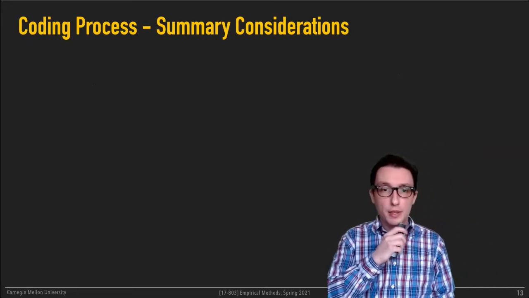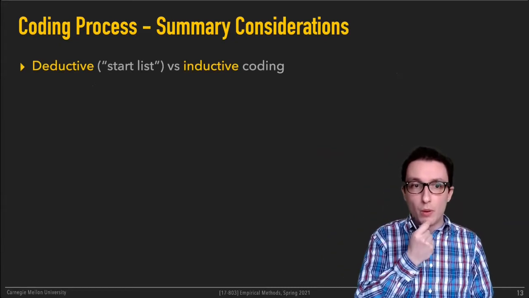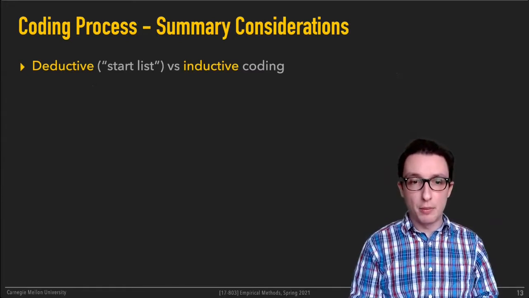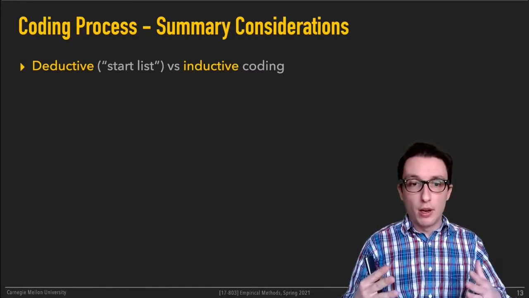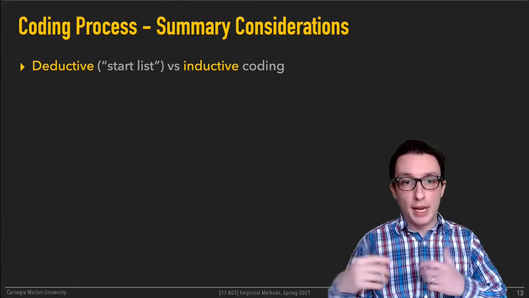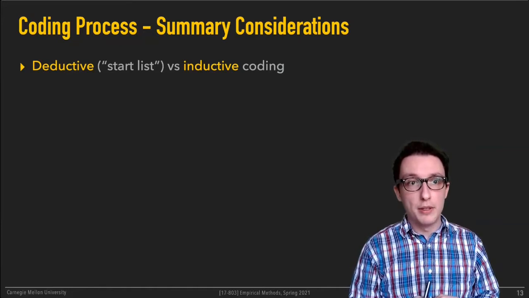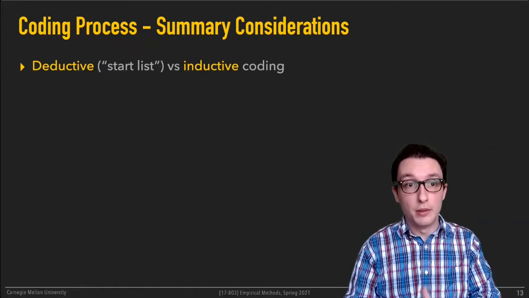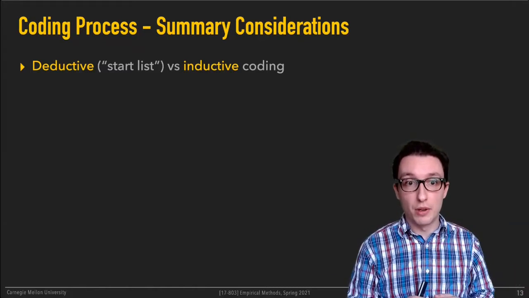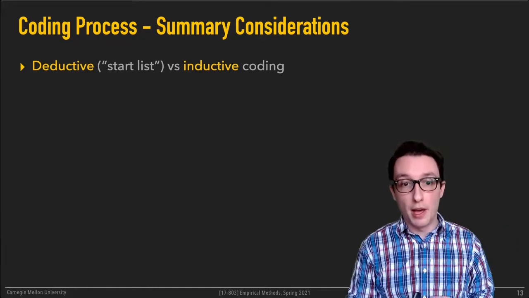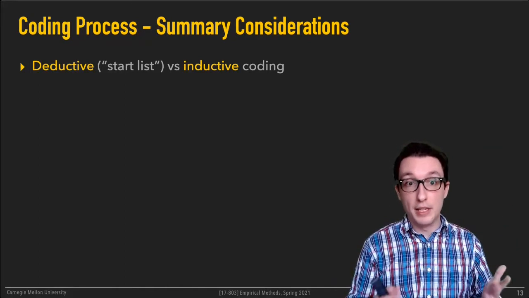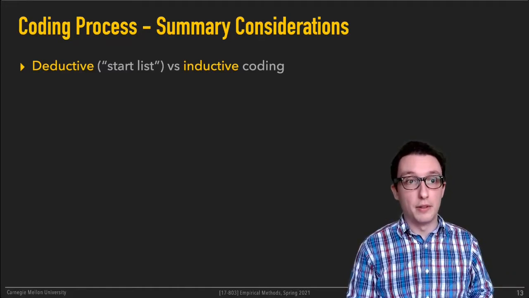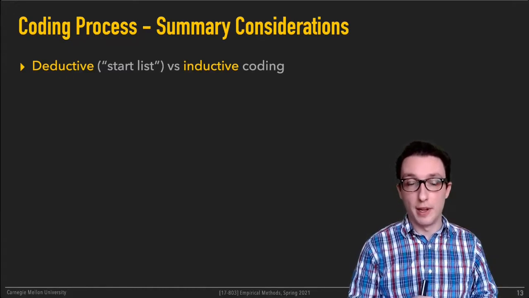All right, so just to summarize this, one important dimension here, and you've seen examples of both of these, you could think of deductive versus inductive coding. Okay, so deductive coding were the last few examples we talked about, where you're coming in with a start list, with a pre-existing set of codes, and you're applying that onto new data. That's deductive. In the same way that we talked about deductive research earlier on in the semester and hypothesis testing as being one example of that.